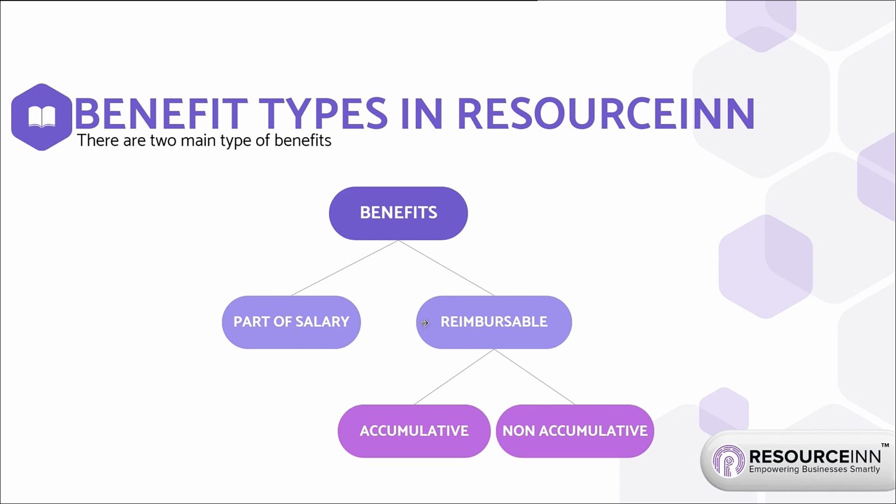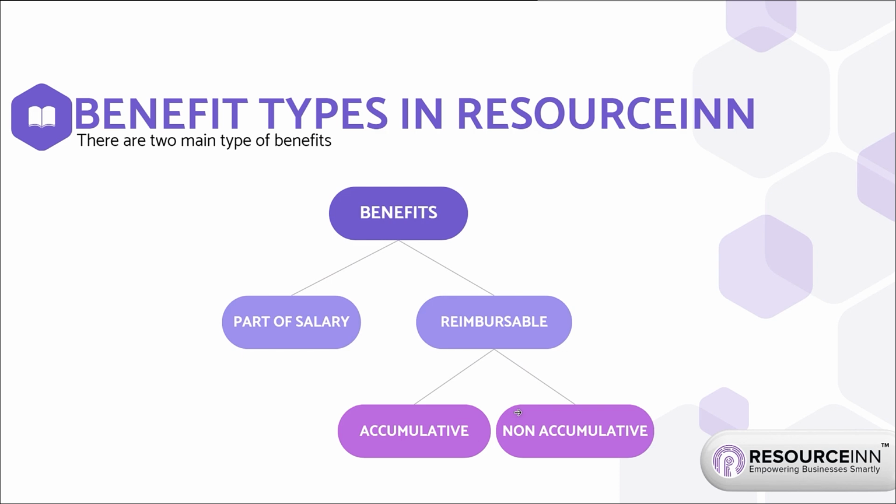A reimbursable benefit further has two categories. One is accumulative, and the second one is non-accumulative. In accumulative, the unused amount of the first month will carry forward and sum up with the next month, like the second month's amount. And if we talk about non-accumulative, the amount of the month will not carry forward to the next month.